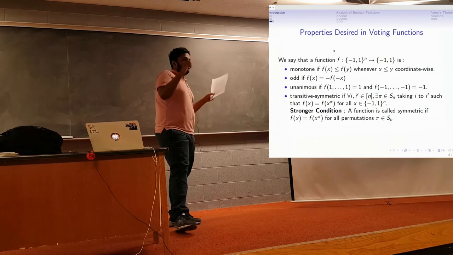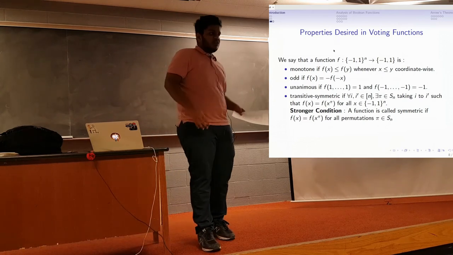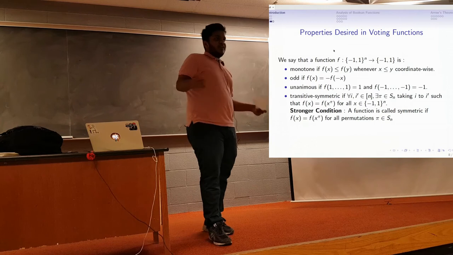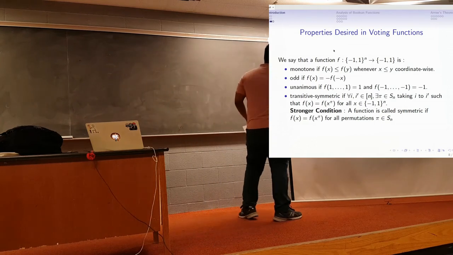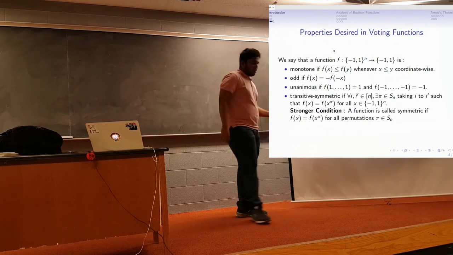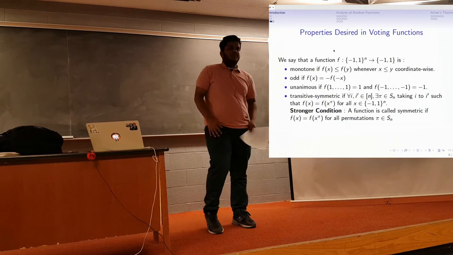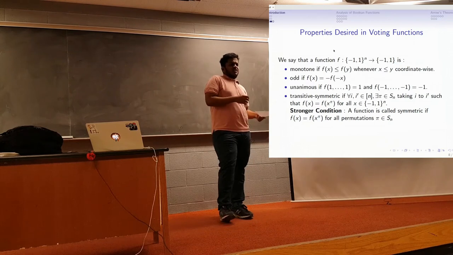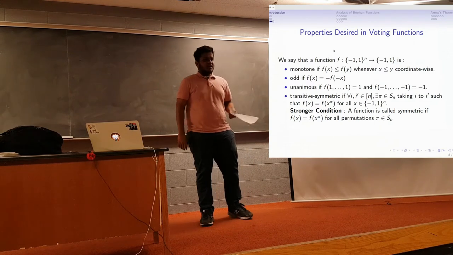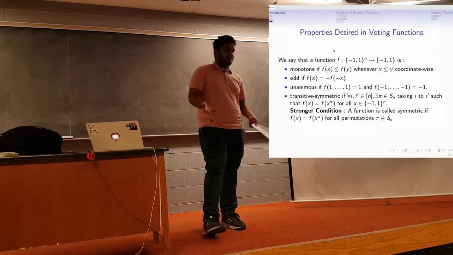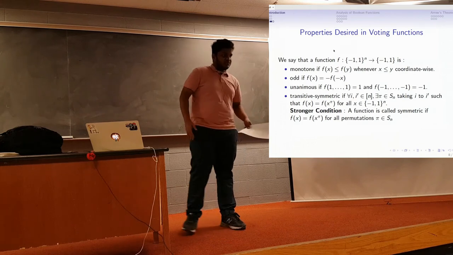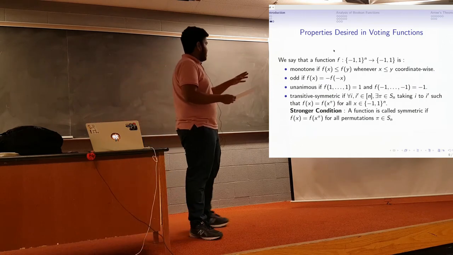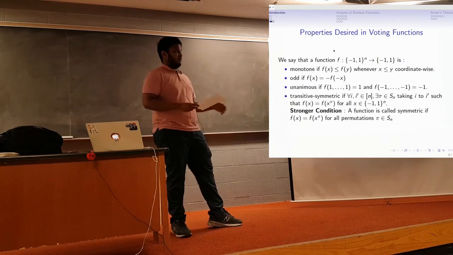So if you take any two coordinates, there must exist a permutation that maps the first coordinate to the second, and for all x, the permutation doesn't change the result. So f(x) is the same if you apply the permutation to x. Does everyone get that? A stronger condition that implies transitive symmetry is symmetry, which says that the function only depends on the number of plus or minus ones. So if you apply a permutation to x, f(x) doesn't change. These are some properties which we might like, and majority is the only Boolean function that satisfies all of these properties.